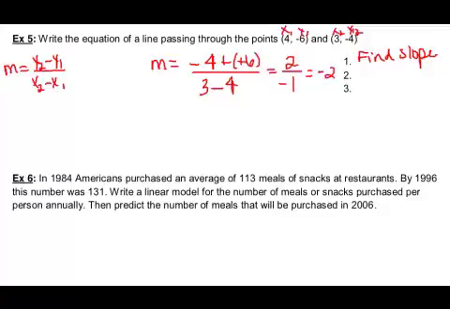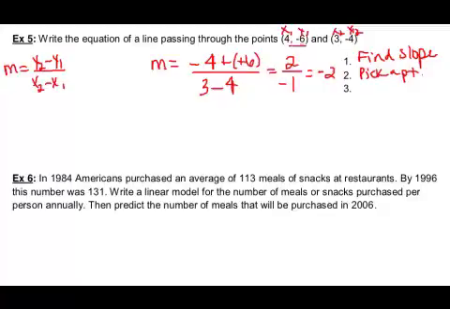Now in order to write an equation, we need a slope and we need a point. So the next thing we need to do is to pick a point. They gave us 2. They gave us 4, -6 and 3, -4. It does not matter which point you pick. So we're going to pick one of our points, either 4, -6 or 3, -4, and we're going to plug that in our slope into point slope formula.